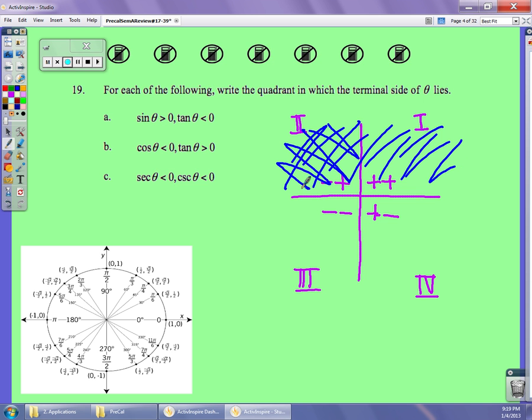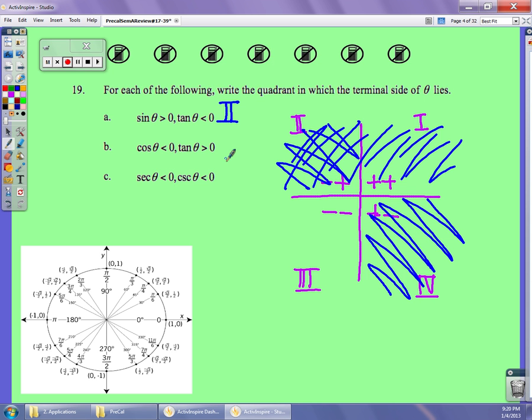Now the reason I know that it's quadrants 2 and quadrant 4 is because we have one positive and one negative. So sine over cosine would therefore be negative. Now, which quadrant is it that has the double shading? Well, that's quadrant 2. So the answer to this one would be it's quadrant 2 where both of those things are true.